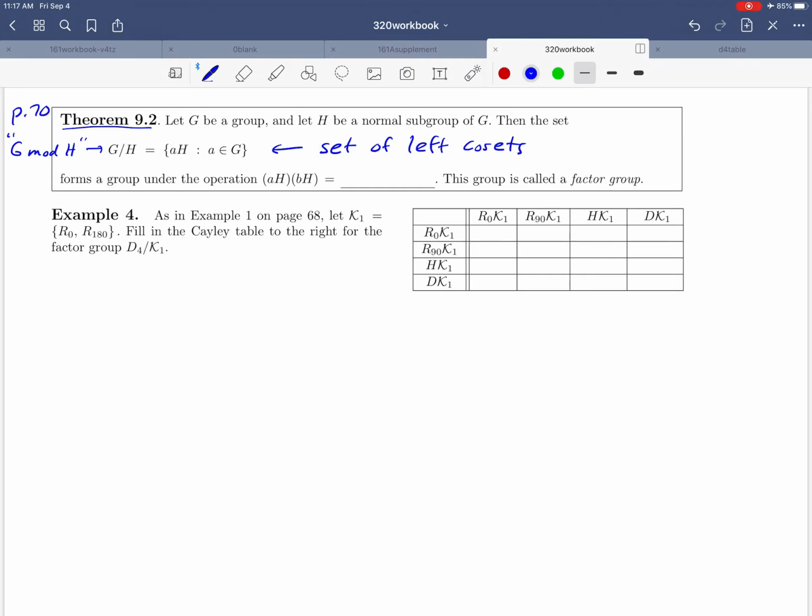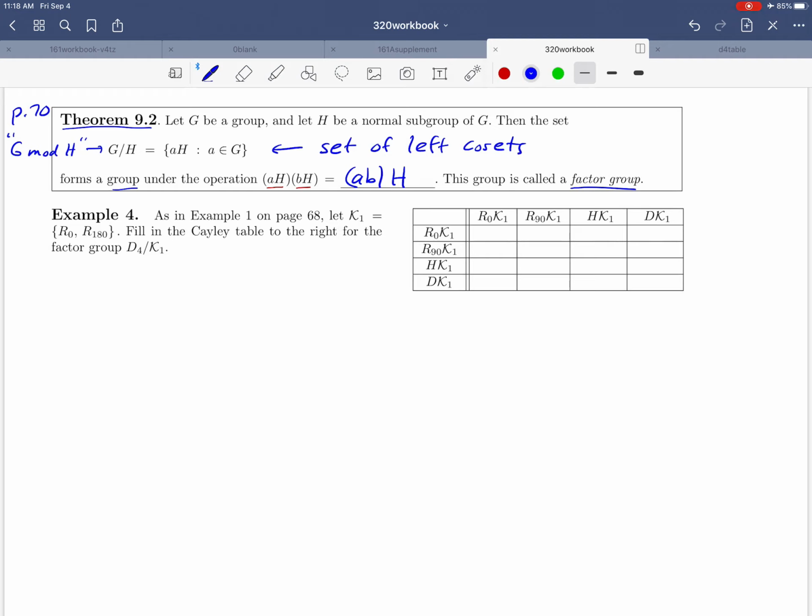And this set forms a group under an operation, and we need to say what the operation is. If you take the coset A times H and multiply it by the coset B times H, you get a new coset that looks like AB times H. So you multiply the elements A and B in the group G, and then look at the coset generated by that element. This group of cosets is called a factor group.